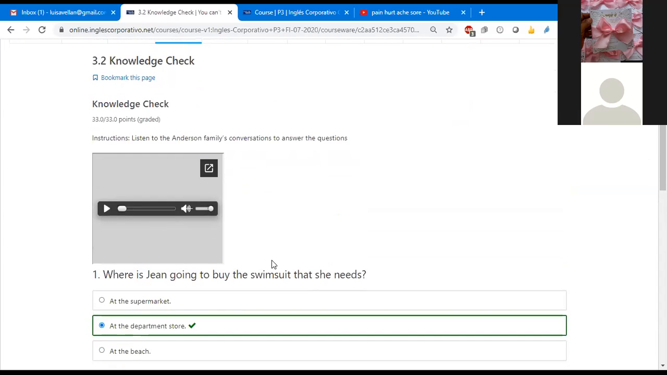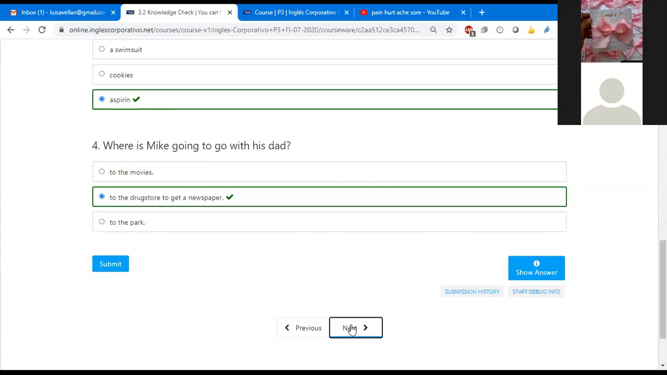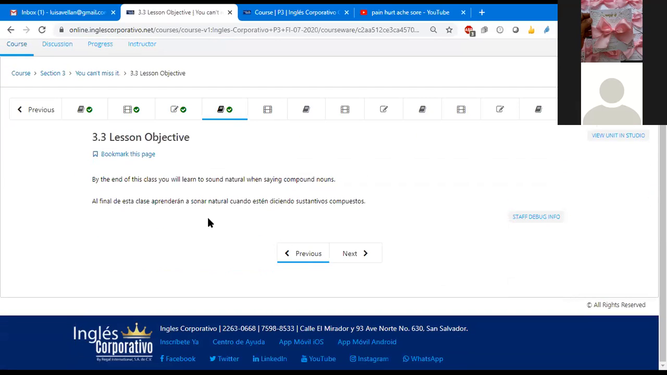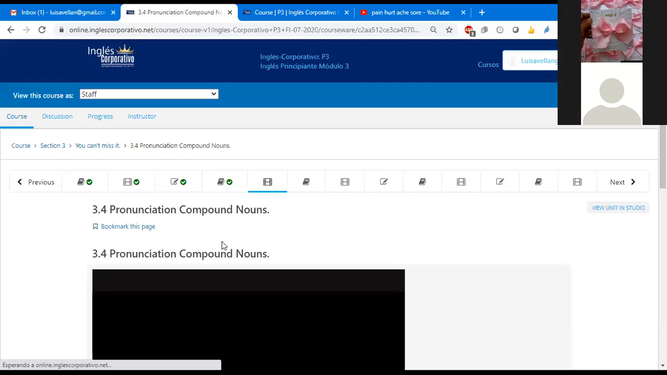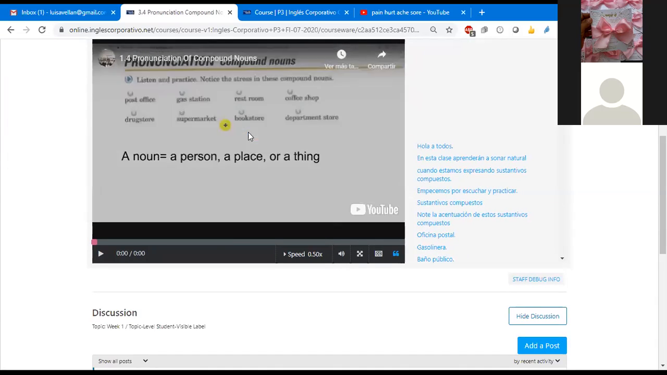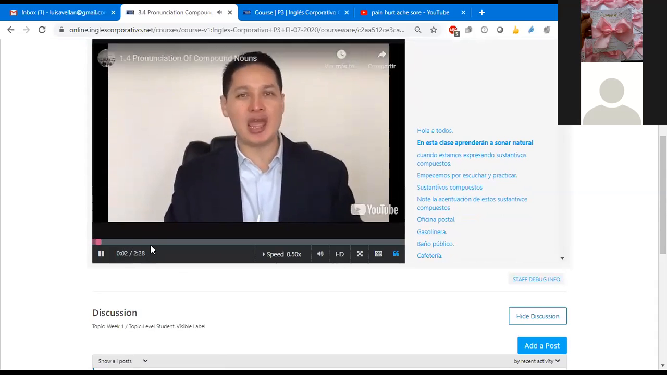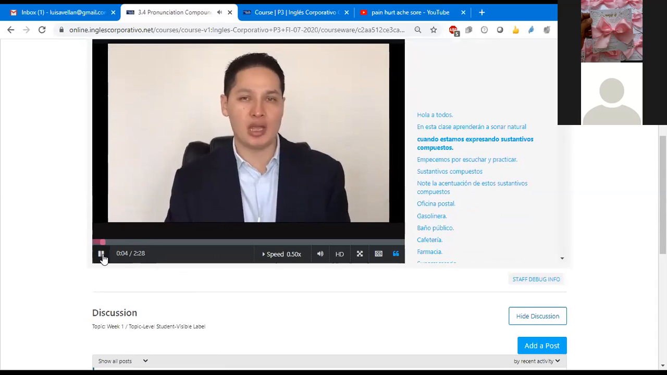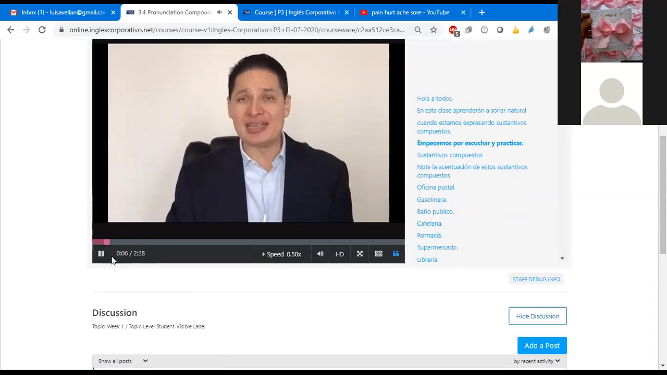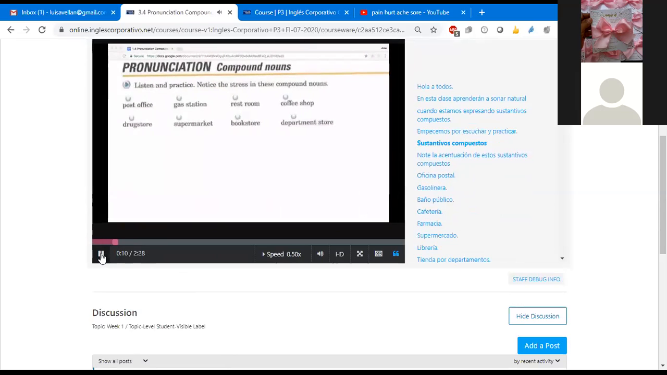Este lo hicimos ayer, ¿verdad? The listening, yes? Yes, we have this one too. At the end of this class, you will learn to sound natural when saying compound nouns. Remember this? Hi, everyone. In this class, you'll learn to sound natural when expressing compound nouns. Let's get started by listening and practicing. Compound nouns. These were the ones.